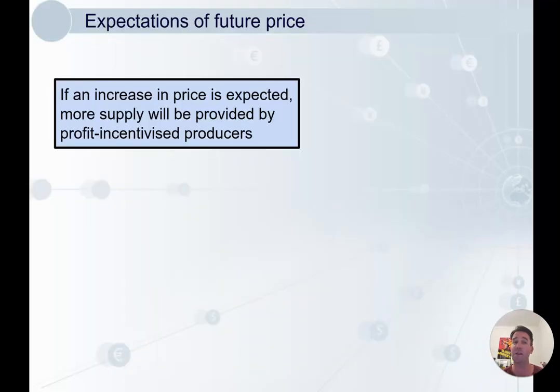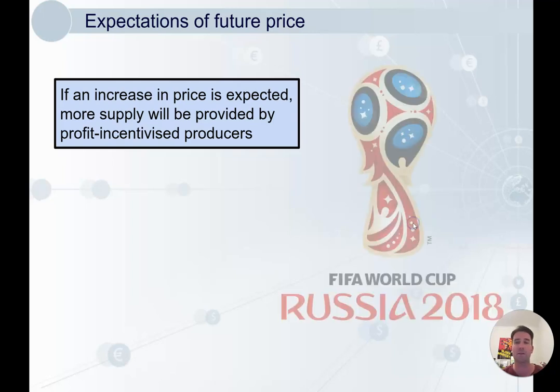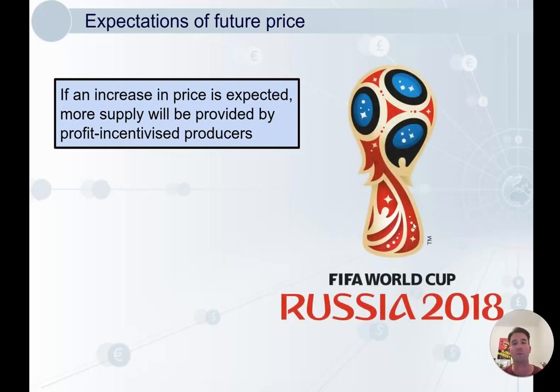Expectations of future price. If an increase in price is expected, more supply will be provided by profit incentivized producers. So this was a non-price determinant of demand as well, but here it's about the suppliers, what they're willing to do. So an example of this, when the Soccer World Cup comes to a country, people expect that there's going to be this huge influx of tourists coming to watch the games, and that's what happens. So you can think of businesses, they think all these people are going to come, the prices are going to go up. Think of accommodation, right?